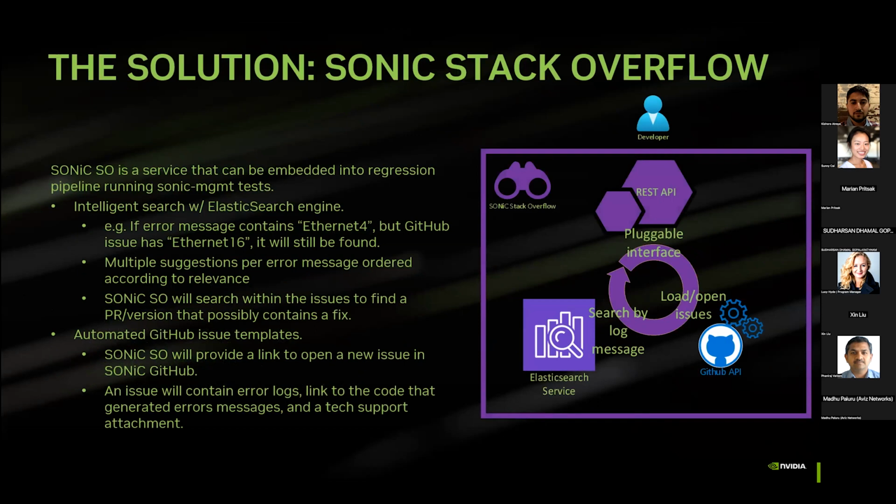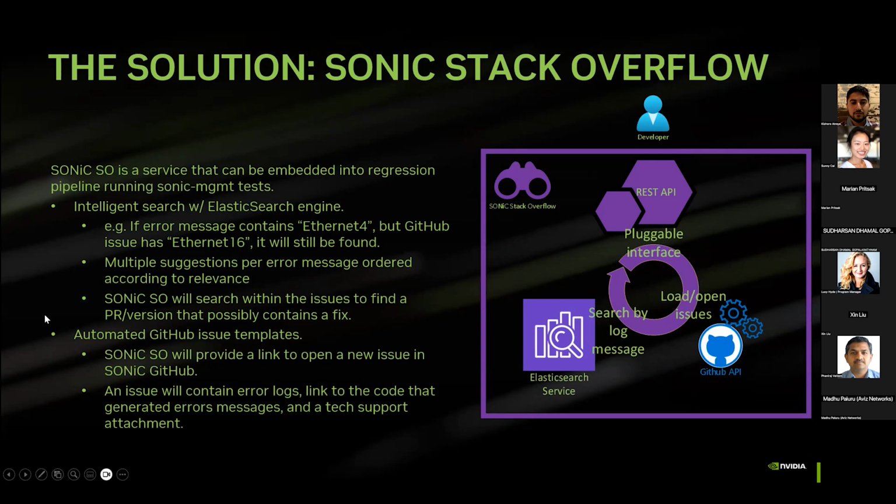It's a service that provides a pluggable REST API interface that can be integrated into, for example, SONiC management, which we will show in the demo. It has intelligent search; we use the Elasticsearch engine for it. So for example, if an error message contains Ethernet4 and an issue on GitHub has Ethernet16, it will still be found. You don't have to worry about things like that. Multiple suggestions are ordered according to their relevance. And it will also search within the issues to find a PR and version that possibly contains the fix.